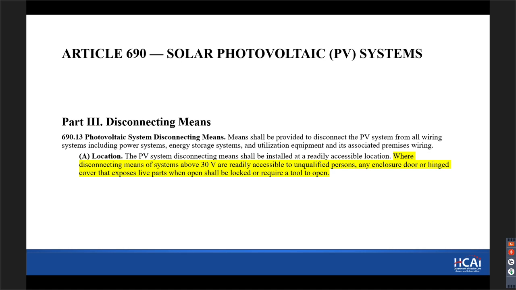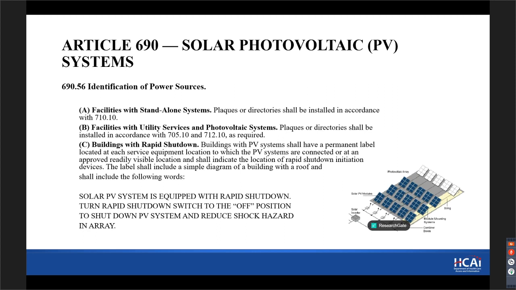We see that for disconnecting means, the PV system disconnecting means shall be installed at a readily accessible location, and where disconnecting means above 30 volts are readily accessible to unqualified persons, any doors would need to be locked. For identification, if the PV systems are standalone systems, plaques are required. If they're part of utility services with PV systems, plaques are required.